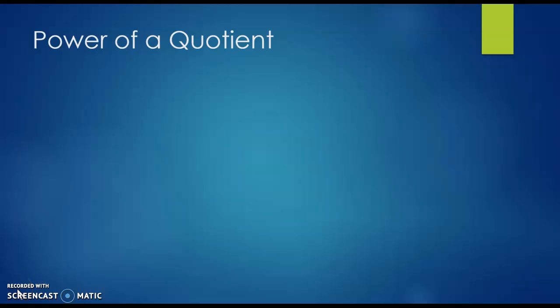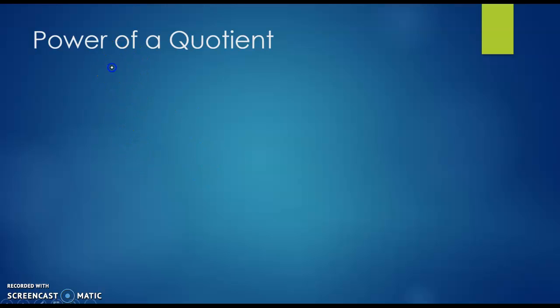All right, continuing on, we just finished quotient rules. Now we're going to talk about what if we have a quotient to a power. It's very much like a power of a power or a power of a product where we distribute the power.